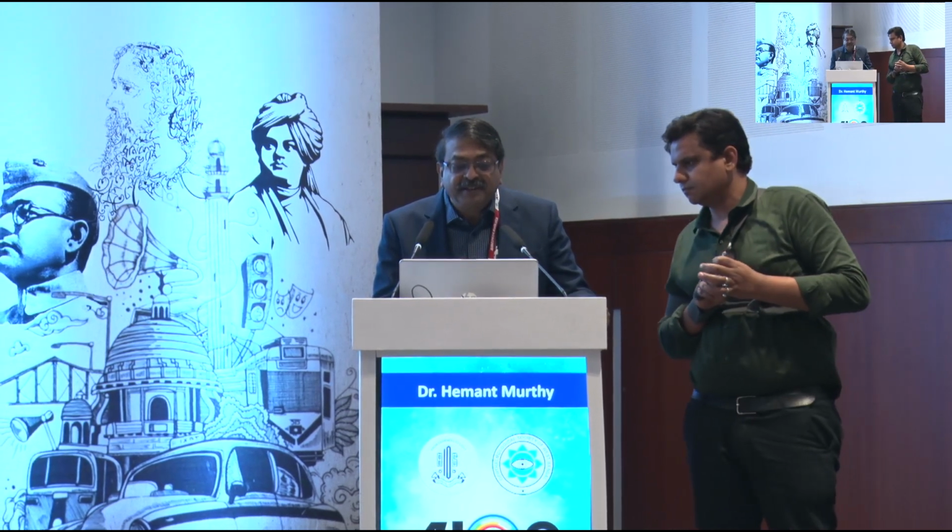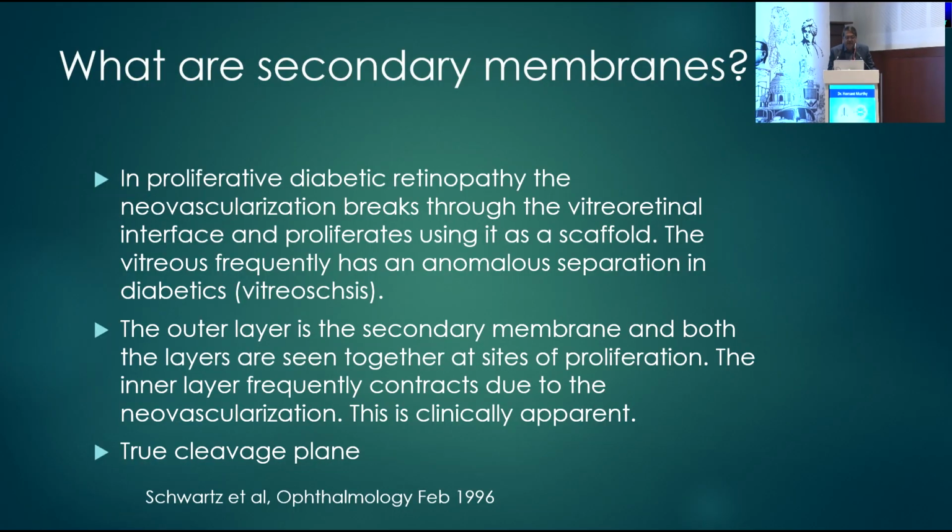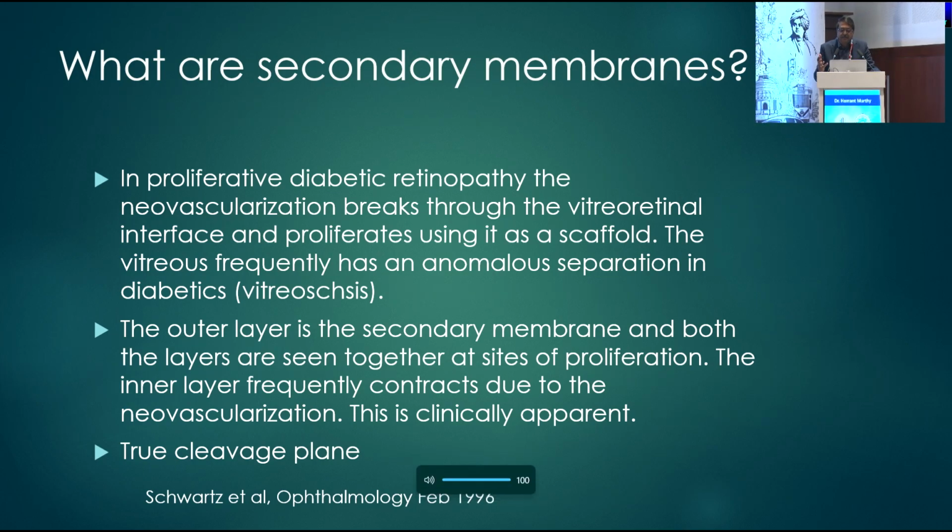So in proliferative diabetic retinopathy, one should remember that the neovascularization breaks through the vitreoretinal interface and proliferates on it, using it as a scaffold. But you should remember there is frequently anomalous separation because of the vitreoschisis, and the outer layer is the secondary membrane. So a lot of times when you're dissecting, we don't realize that there is already an incomplete PVD which is existent, so we need to detect this secondary membrane.